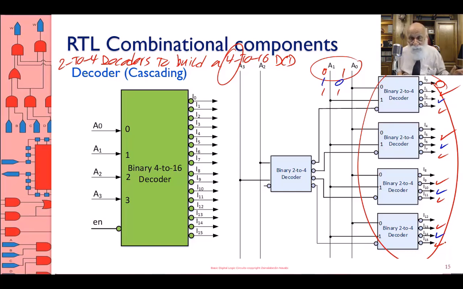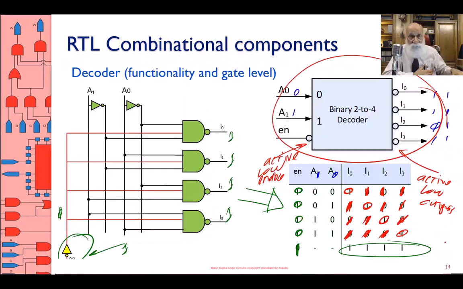But see, I don't want that. I don't want all 4 of them to do the same thing. What I want is for A3 and A2 to decide which one of these 4 is going to be active and which ones are not going to be active. Remember, I put an enable here. The enable takes the entire decoder and deactivates it.